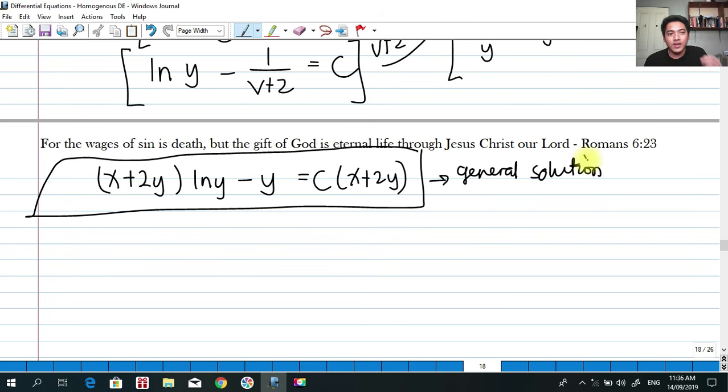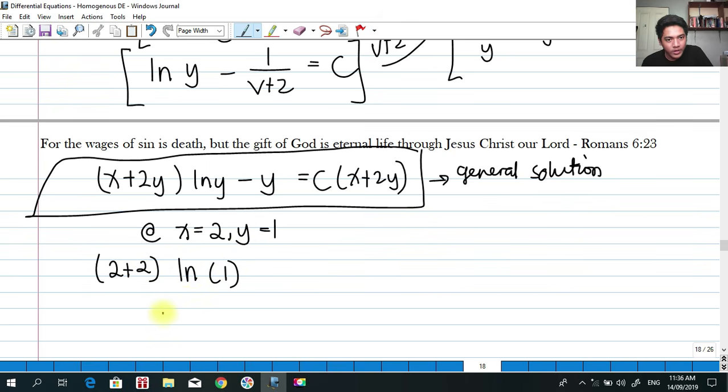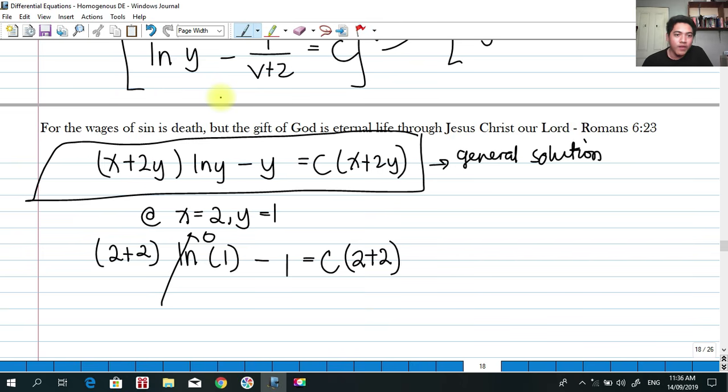We have a condition: find the DE when x is 2 and y is equal to 1. If we substitute that, 2 plus 2, because 2 times 1 is 2, times ln of 1, which is 0, minus 1 is equal to c times 2 plus 2. We simply substitute the values of x and y here to find c. So negative 1 is equal to 4c. Then c is therefore negative 1 over 4.